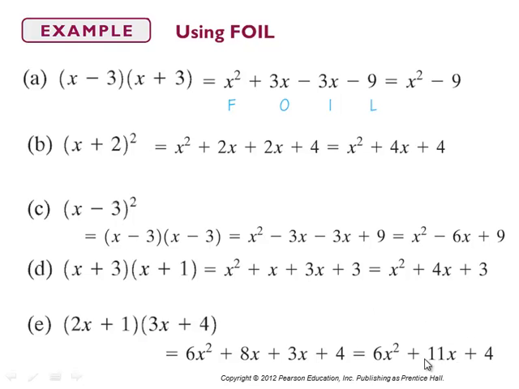So where did this 11 come from? Well, you'd have 2 times 4 plus 1 times 3. So 8 plus 3 is 11. There you go. And this 4 right here is the result of taking this 1 times this 4.